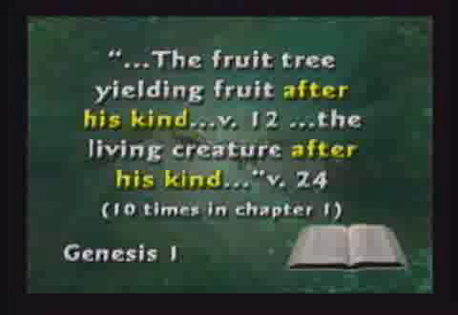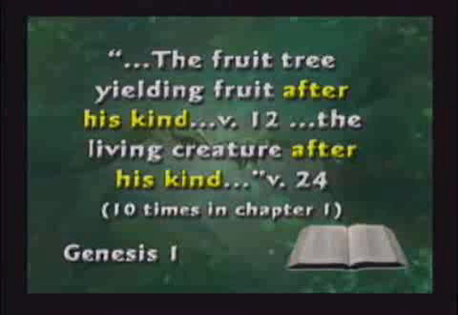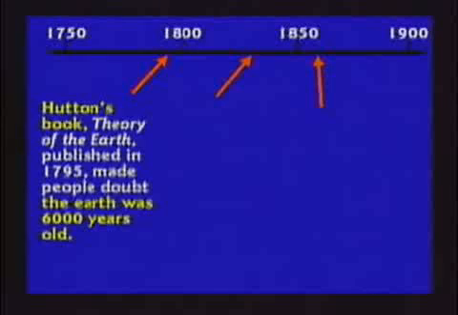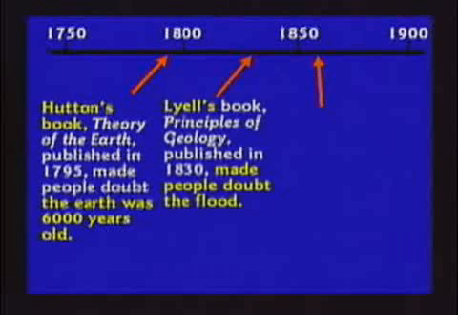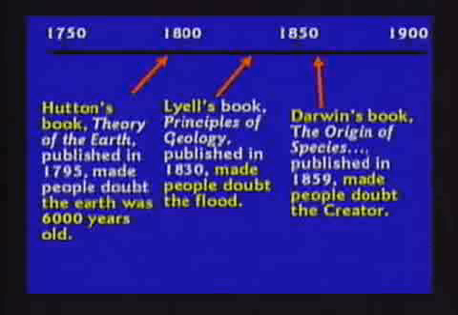Bible says they bring forth after their kind. Here's what happened, though. James Hutton wrote a book, and people began to doubt the earth was 6,000 years old. Then along came Charlie Lyell, and he wrote a book, and people began to doubt the flood formed the layers. Then along came Charlie Darwin, and people began to doubt the Creator.